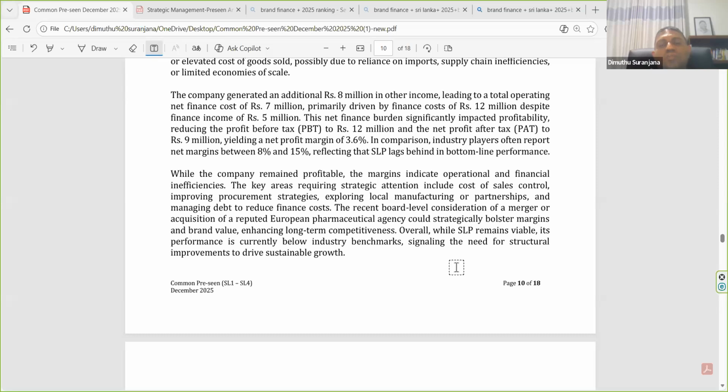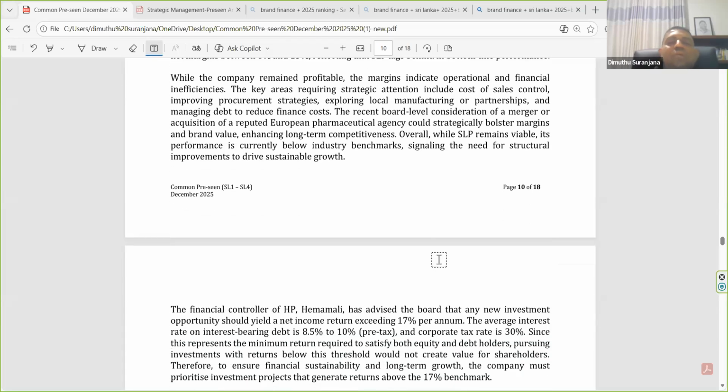In comparison, the industry has often reported net margins between 8% to 15%, reflecting that SLP lagged behind at the bottom line, not up to the standard compared with the other players. While the company remained profitable, the margin indicates operational and financial inefficiencies. So there can be some inefficiencies, no? That's why our profit margin is very low.